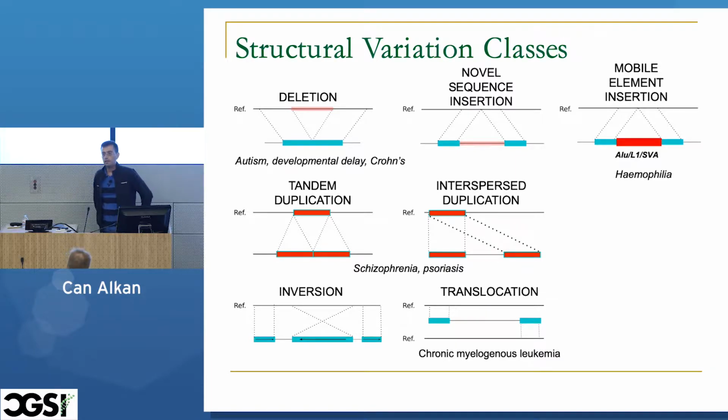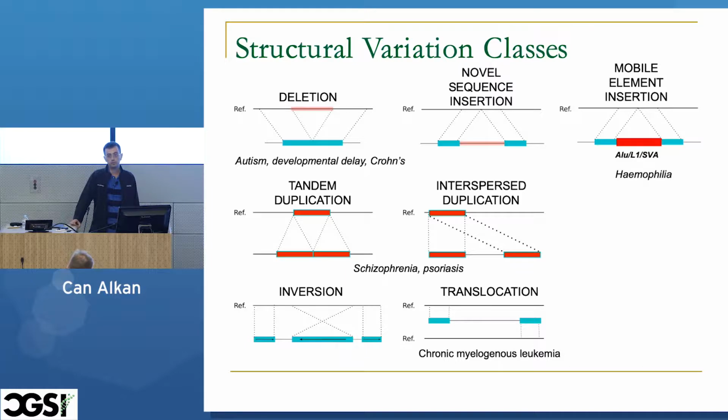So these are the visualizations of the same variants. We have some deletion and some deletion of DNA. If it is an important gene, it could cause disease. Diseases such as autism, developmental delay, or Crohn's disease have been associated with various deletions. There could be new sequence insertion, so this is a sequence that is not represented in the reference genome. There could be copy-paste events, which we call the mobile element insertions. These already exist in the human reference, but they can copy and paste themselves.